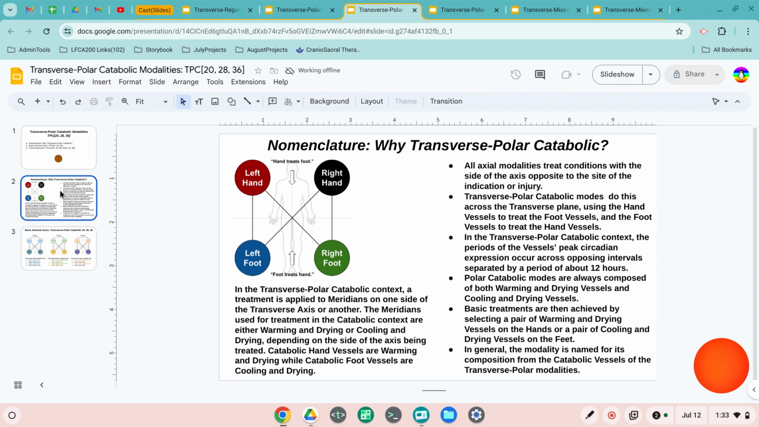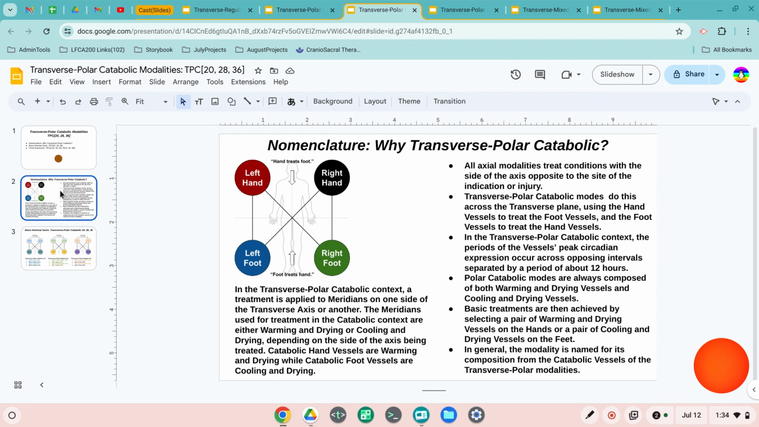In the transverse polar catabolic context, a treatment is applied to meridians on one side of the transverse axis or another. The meridians used for treatment in the catabolic context are either warming and drying or cooling and drying, depending on the side of the axis being treated. Catabolic hand vessels are warming and drying, while catabolic foot vessels are cooling and drying. The bullet points on the right provide the same information previously given from a slightly altered but entirely equivalent perspective.